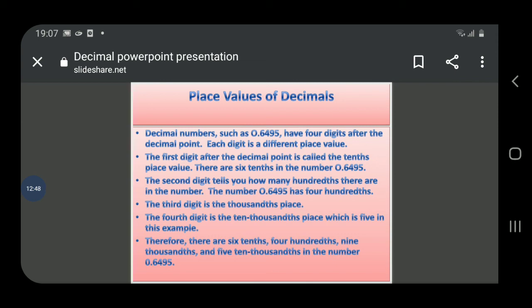So decimal numbers such as 0.6495 have 4 digits after the decimal point. Each digit has a different place value.